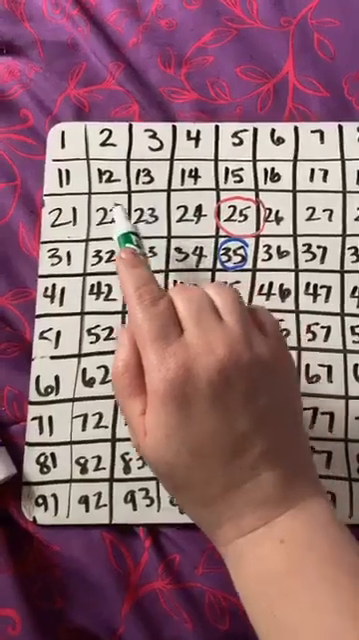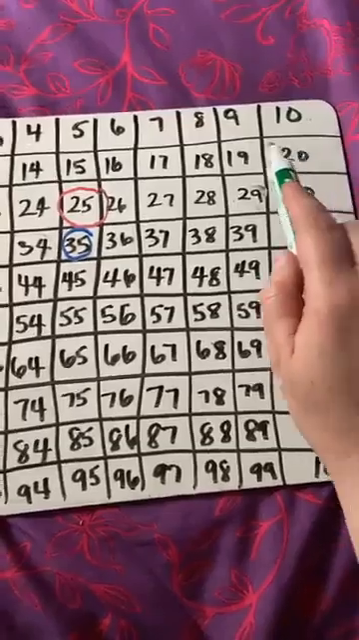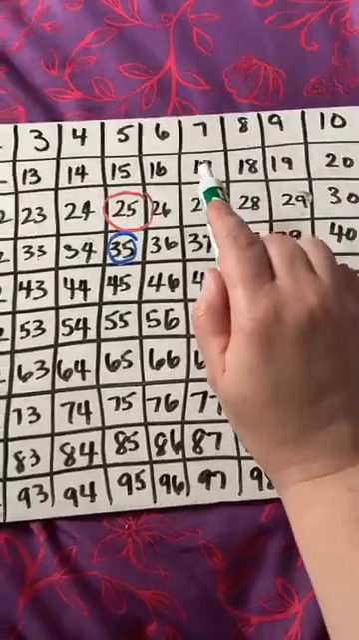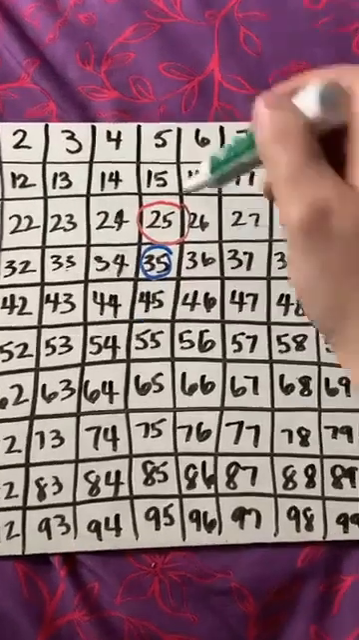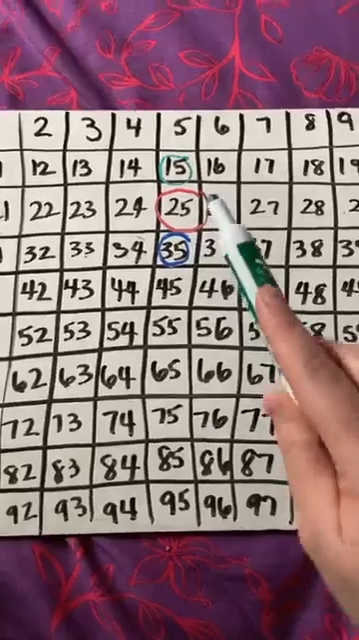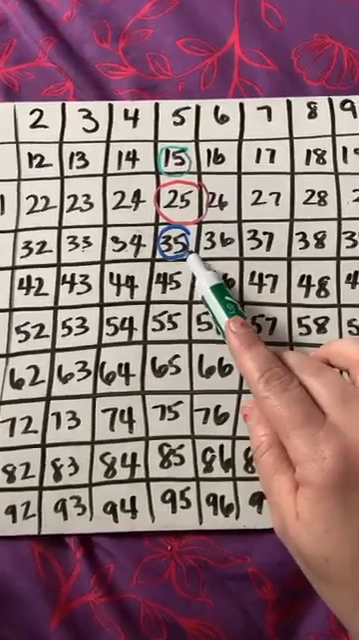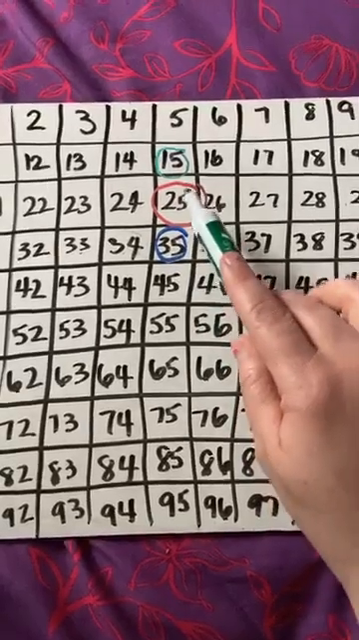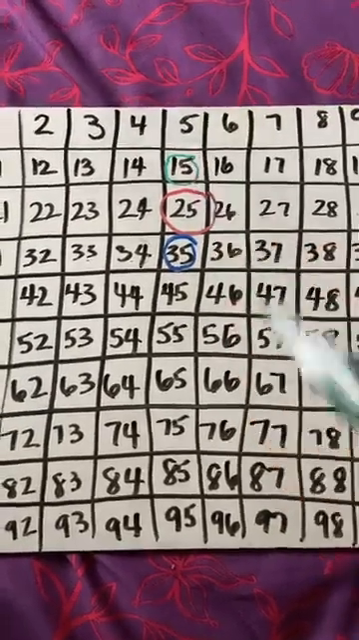1, 2, 3, 4, 5, 6, 7, 8, 9, 10. What number did I land on? You're right. I landed on 15. So 10 more than 25 is 35. 10 less than 25 is 15.